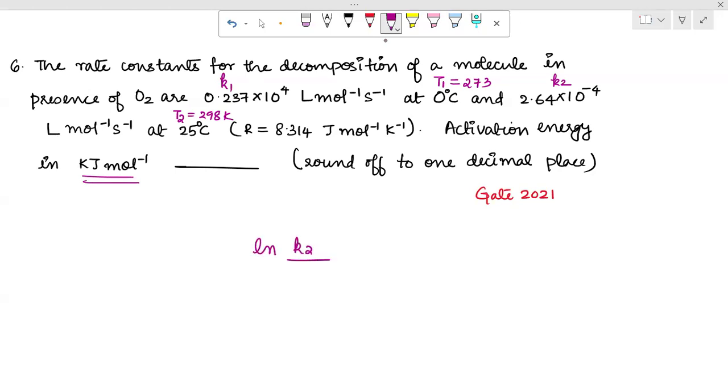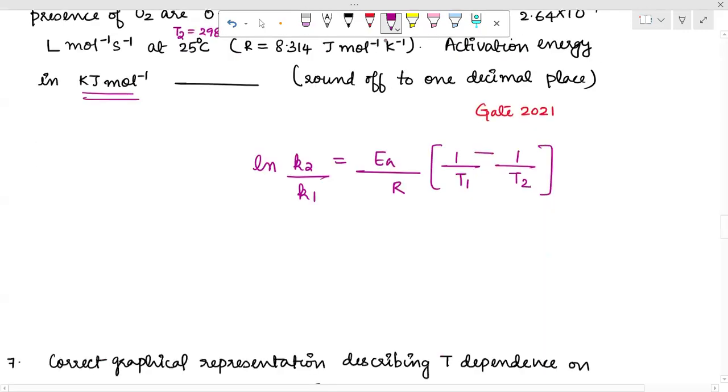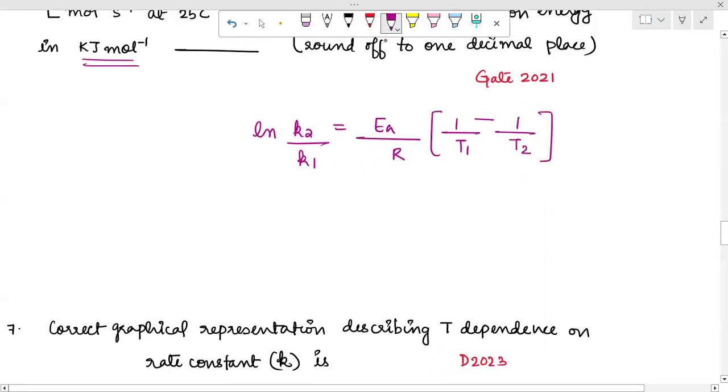ln of K2 by K1 is equal to Ea by R. You have to put it in kilojoules because the answer that they are asking is in kilojoules. Into 1 by T1 minus 1 by T2. Correct? All the values are given.